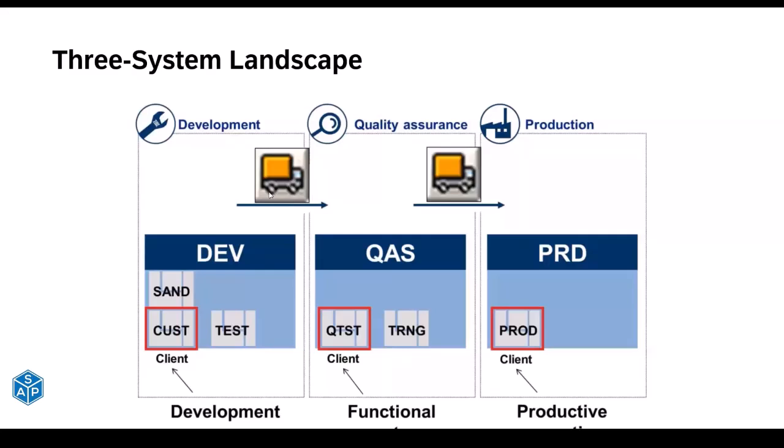So it is showing over here, from your development system you have this truck icon which is moving the changes to your quality. From your quality, it is moving the changes to your production. If you come down, you can see the development environment over here. So it contains different types of clients.